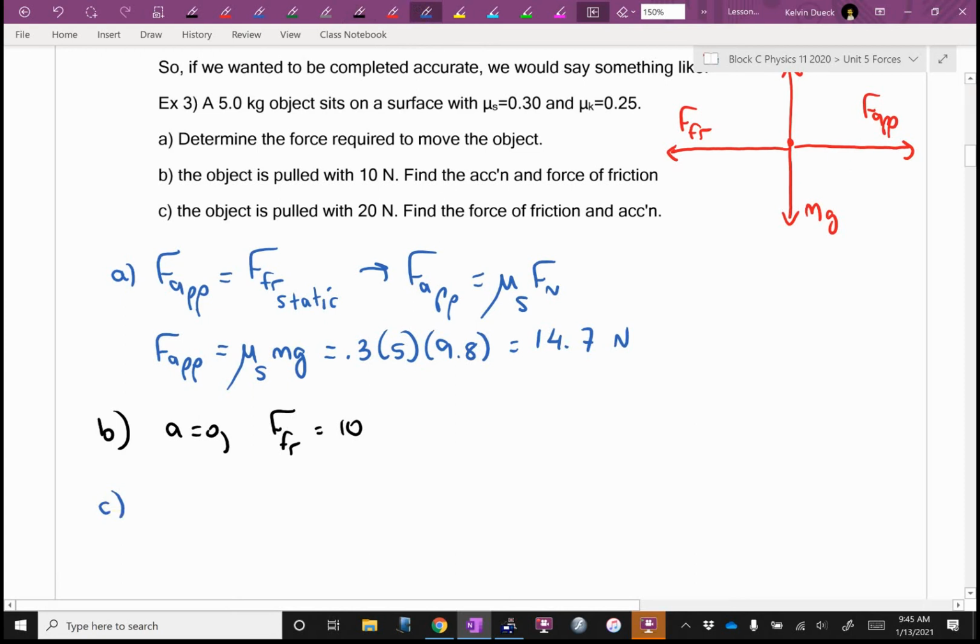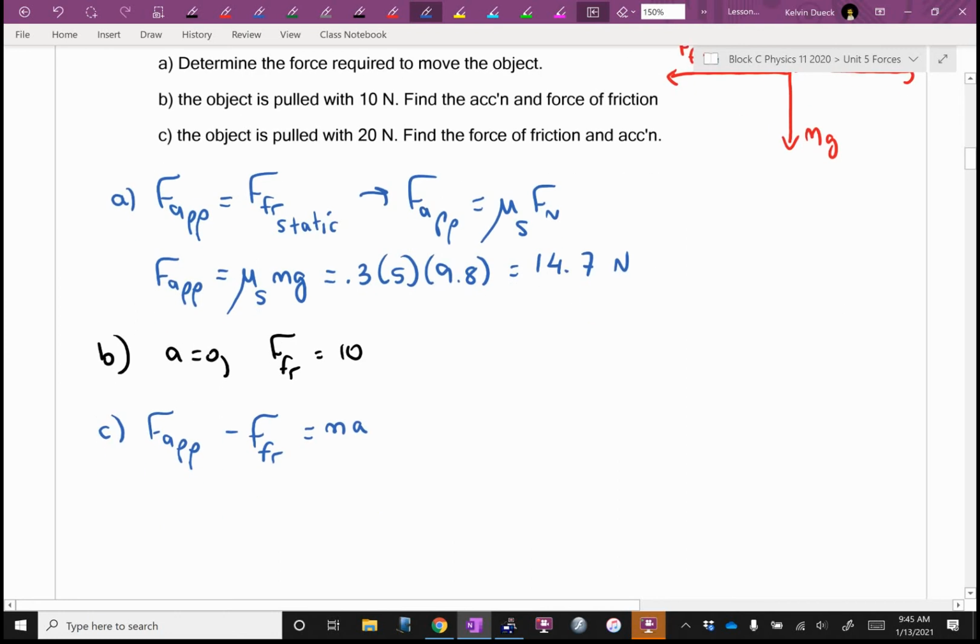Who's winning in part C then? F applied. Yes? Who's losing? Equals MA. First thing it wants me to do is it wants me to find the force of friction. Okay, I'm going to do that over here in the margin.